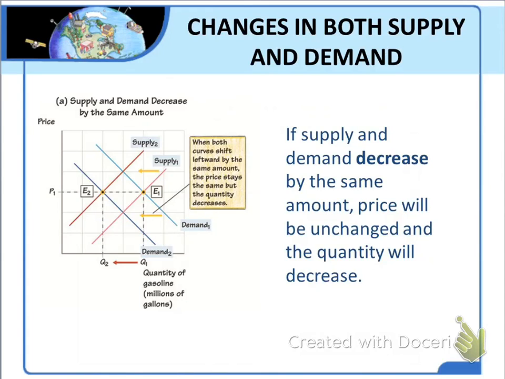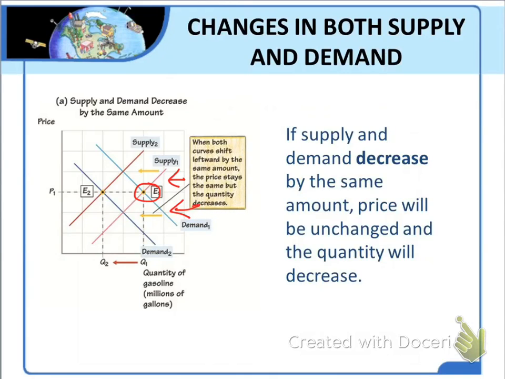In this section, we consider how shifts of both the demand curve and the supply curve affect the market. This first example shows the initial equilibrium point in the gasoline market at E1, at the intersection of the original demand curve, D1, and the original supply curve, S1.